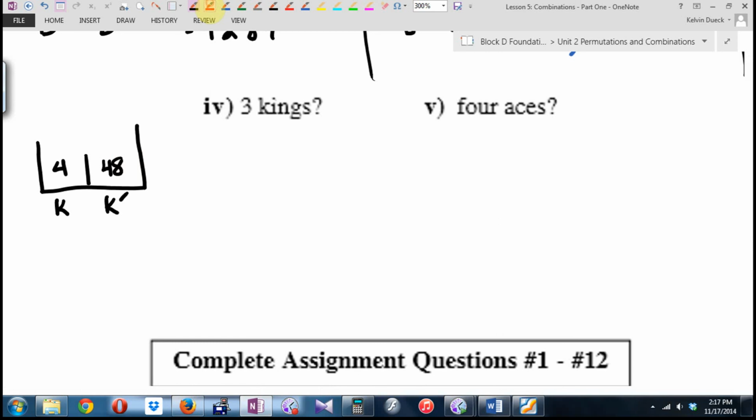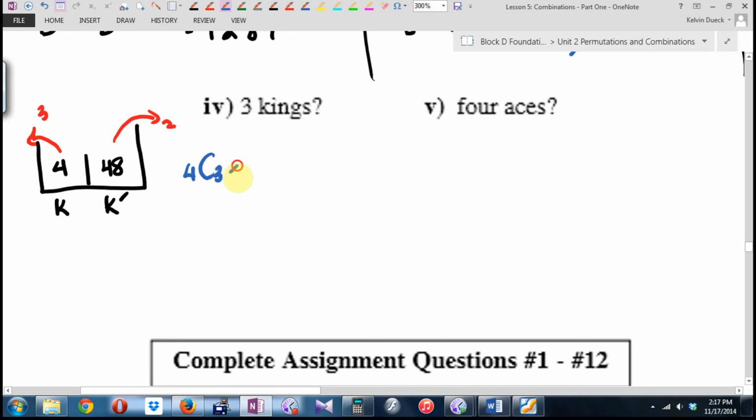How many kings am I choosing? According to this question? 3. Yes. How many others am I choosing then? Do the math. What choose what? 4 choose 3. From 4 kings, choose 3 of them. And from 48 remaining, choose 2 of them. Sorry. By the way, that's why I do that built-in error check. I always glance. The front number better add to 52. The back numbers better add to the number of cards I'm picking, which is 5.